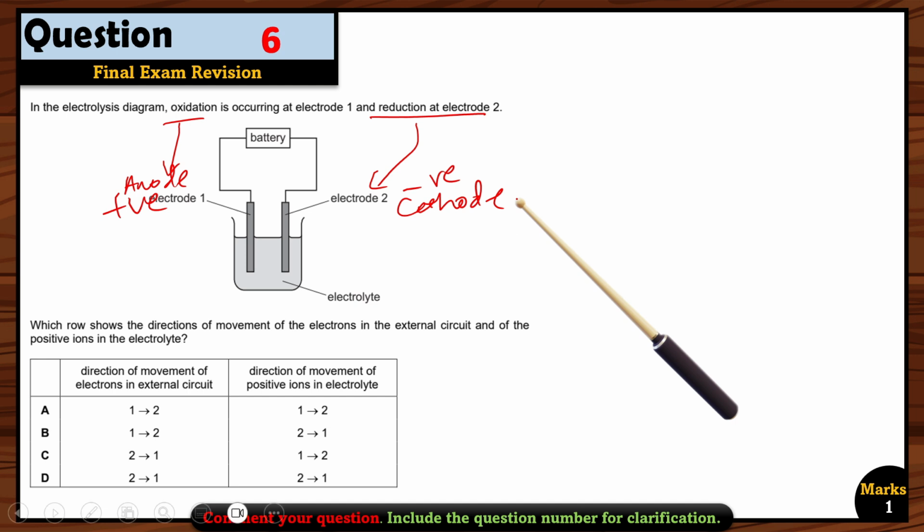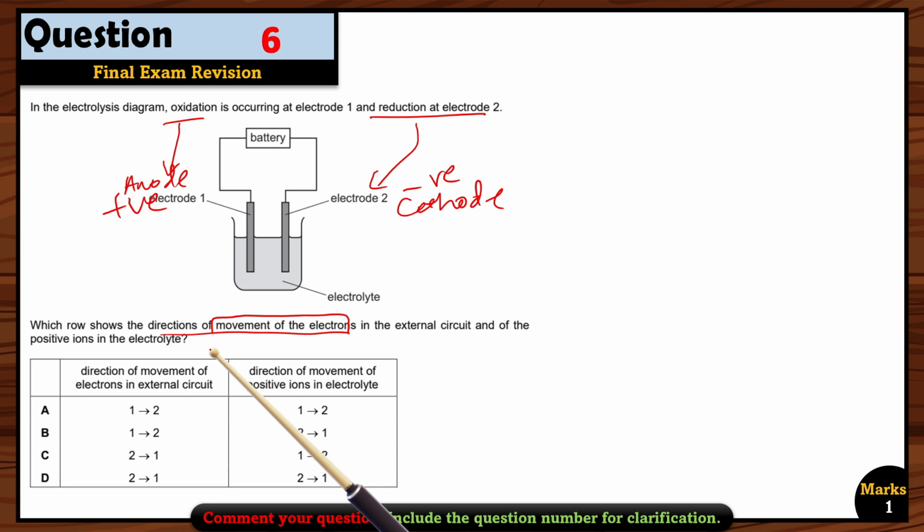Okay, now we can see the question. Which row shows the direction of the movement of electrons? First of all, you have to see the movement of the electrons in the external circuit, and of the positive ions in the electrolyte. So first of all, for electrons, you need to remember they move towards the cathode. In the external circuit, they will move towards the cathode.